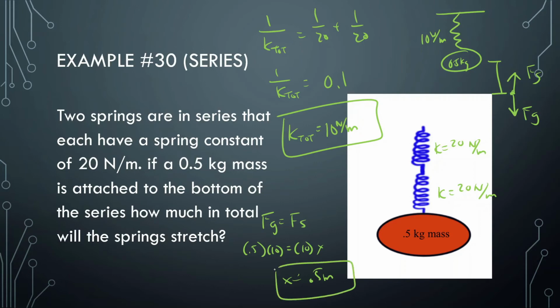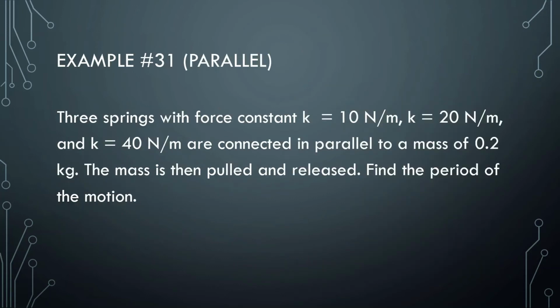Okay, so it still shouldn't be too hard, but maybe it's slightly more difficult than springs in parallel. Now let's look at this. 3 springs with a force constant 10 Newton per meter, 20 Newton per meter, and 40 Newton per meter are connected in parallel to a mass of 0.2 kilograms. The mass is then pulled and released. Find the period of the motion.